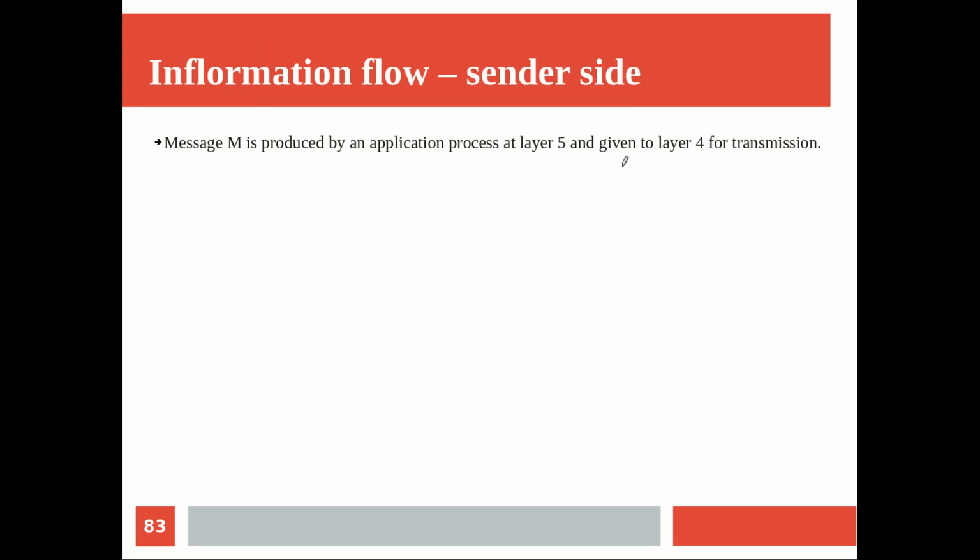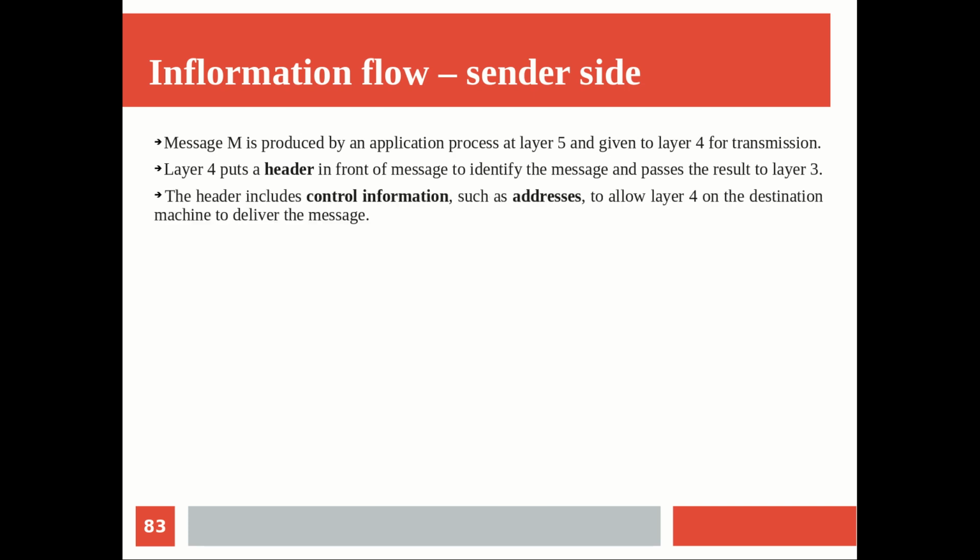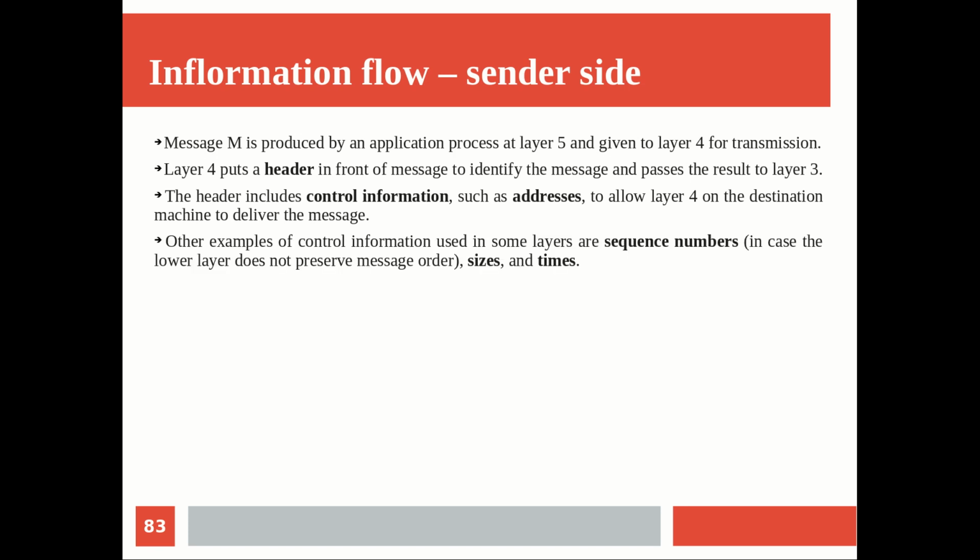So the information flow that is happening at the sender side: the message M is produced by an application process at layer 5, like what we just cross-checked with the example, and given to layer 4. Now layer 4 puts its own header and hands over to layer 3, and the header includes the control information. It can be an address, or many other information I told you, right. Layer 4 on the destination machine is to deliver the message. The address, I forgot to tell you, is also something that mainly comes in the header, okay. By which we can identify the actual destination process or machine with which this is to be communicated.